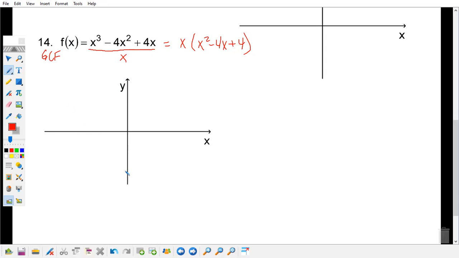Sure. You're right. Okay, is that fully factored? If you said no, it's not. So I have to ask myself what multiplies to give me 4 but adds to give me negative 4. Negative 2 and negative 2. So that's x minus 2 times x minus 2. So my factored form of this polynomial is x times x minus 2 squared.